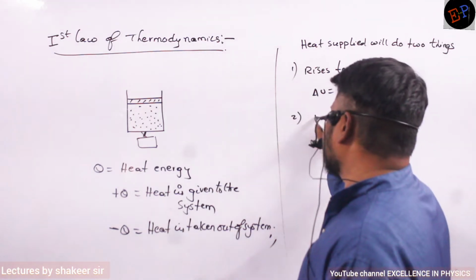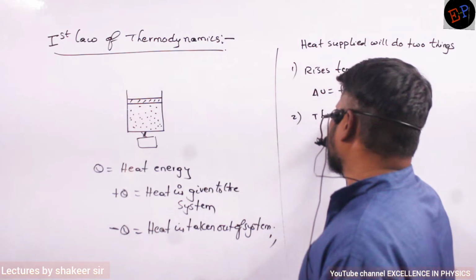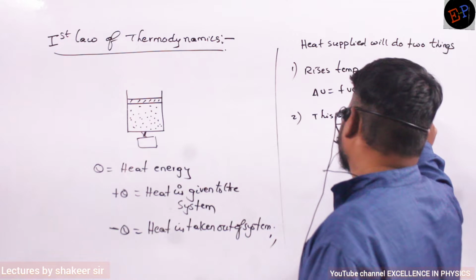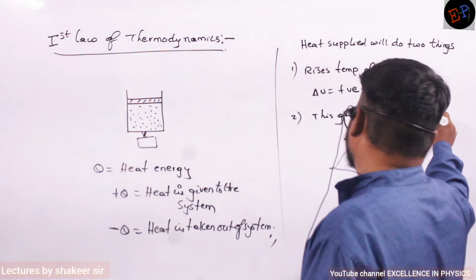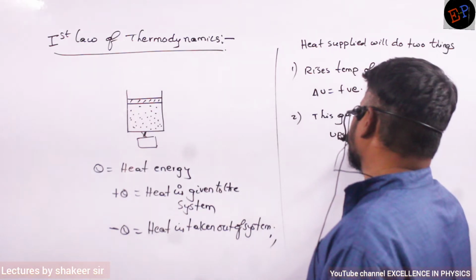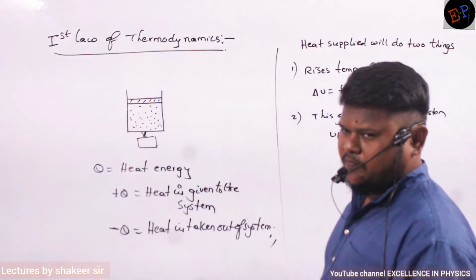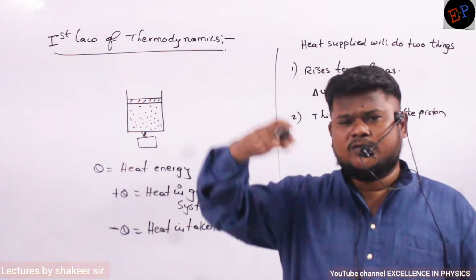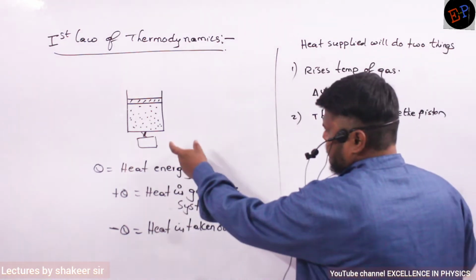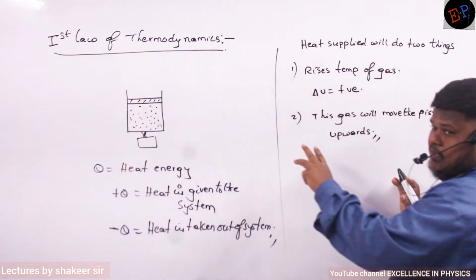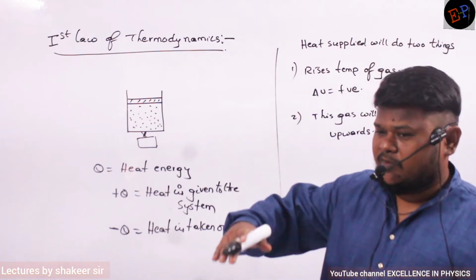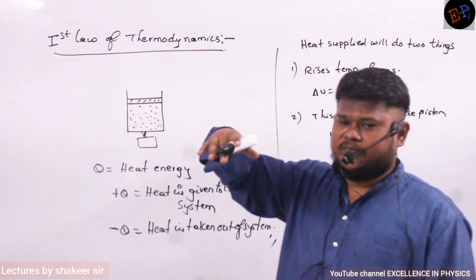And the second thing is, this gas will move the piston upwards. If it is a movable piston. If it is not movable piston, then piston cannot move upwards. But if it is a movable piston, piston also moves upwards. Are you able to understand? So therefore the amount of heat energy which you are supplying, it will do two things. Some of the energy is converted into internal energy, and some of the energy will be utilized to lift the piston upwards. Are you able to understand?